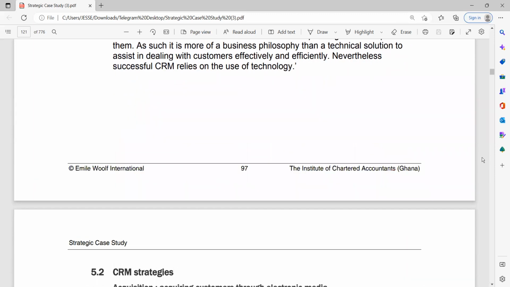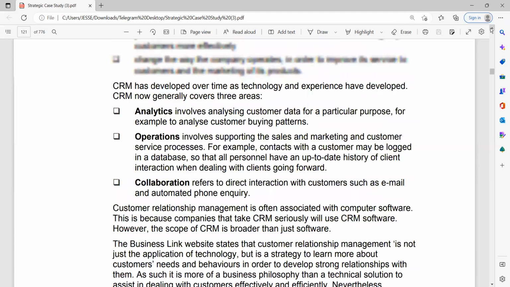So this is where we would bring today's lecture to an end. We've talked about CRM briefly. We'll be diving into it a lot more in our subsequent sessions.